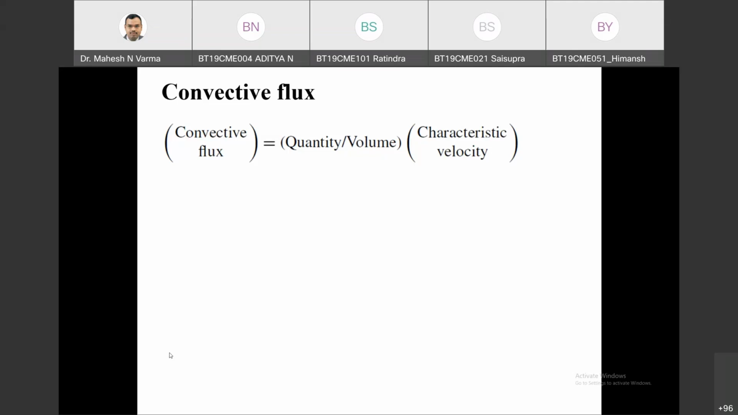So quantity per unit volume in momentum transfer. What is quantity per unit volume in momentum transfer?